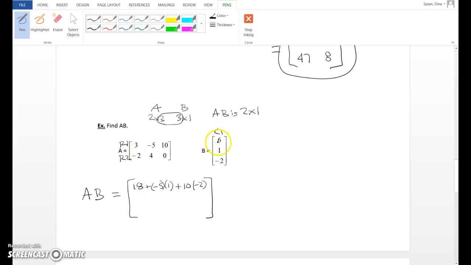Now, down here, remember this is one big column and 2 rows. So now we need row 2 dotted with column 1. -2 times 6, let's just write -12 there. Alright, plus 4 times 1. Plus 0 times the -2 is going to be 0. Yeah, that was right, but I'm not going to show that step anymore.